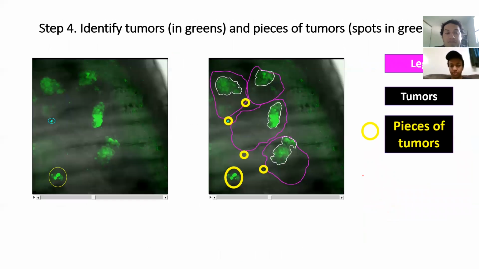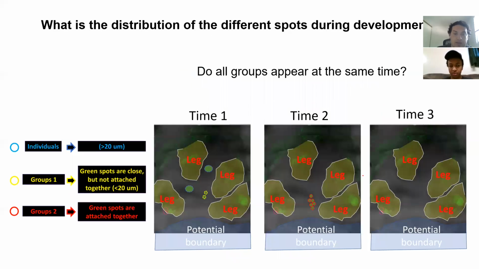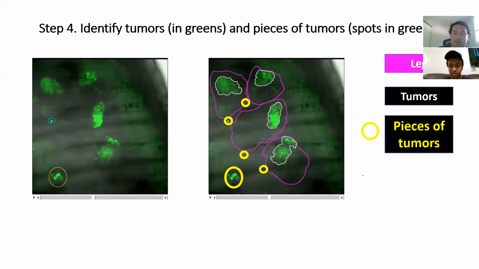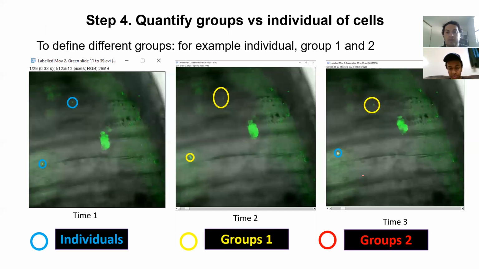So I'm showing you. So the idea is one good question that we can ask. Let me go back. Imagine that you have time 1, time 2, and time 3. Are those spots appearing all at the same time? Do they appear individually, at random times? Are they?